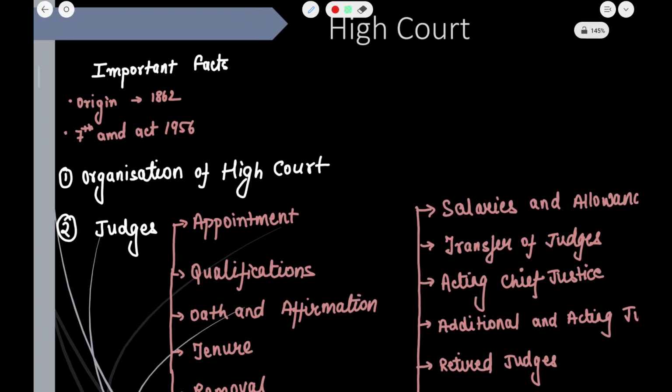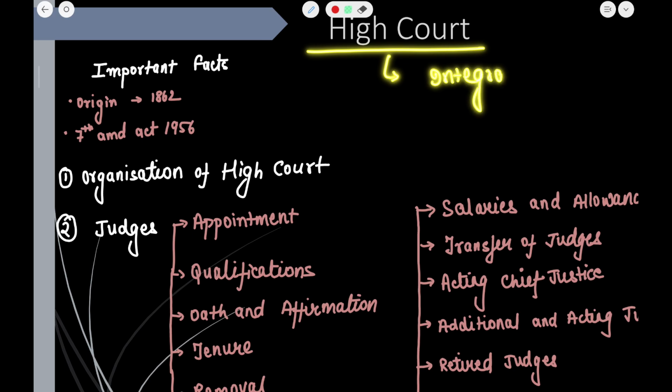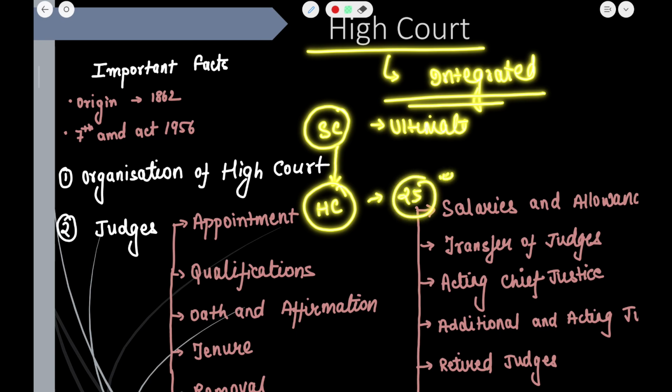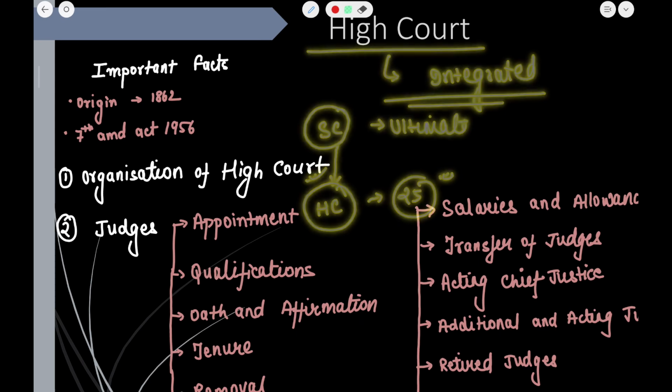Now let us start. The Constitution of India envisages an integrated judiciary system. What does this integrated judiciary mean? It means that there is the Supreme Court, which is the ultimate interpreter of the Constitution. But beneath the Supreme Court, there are High Courts. Presently, there are 25 High Courts. Now we are going to study about the High Courts in this chapter.